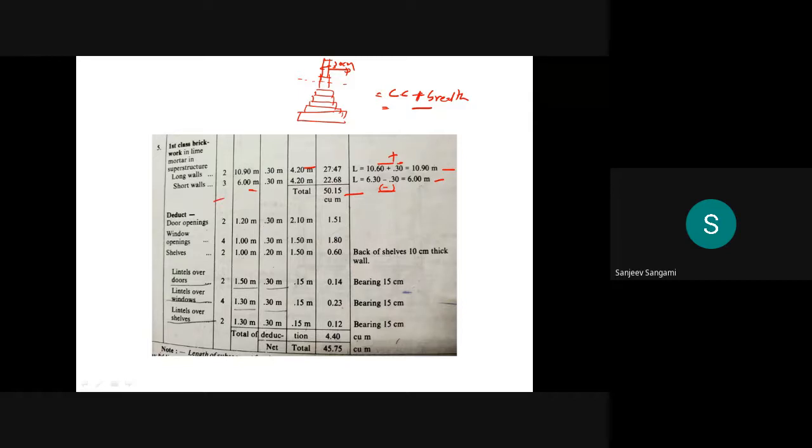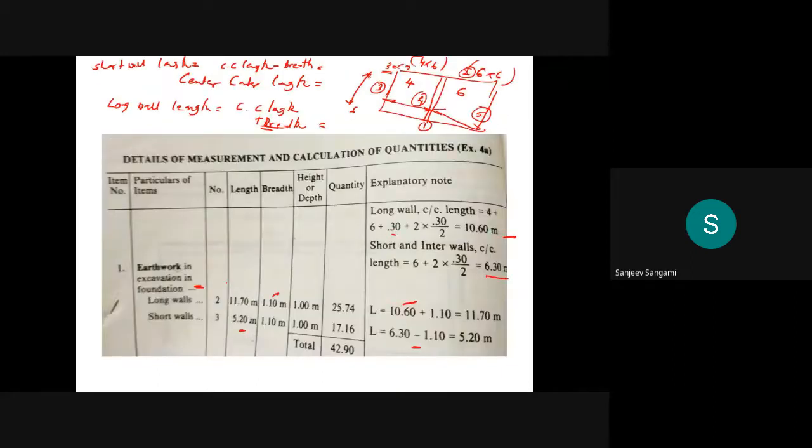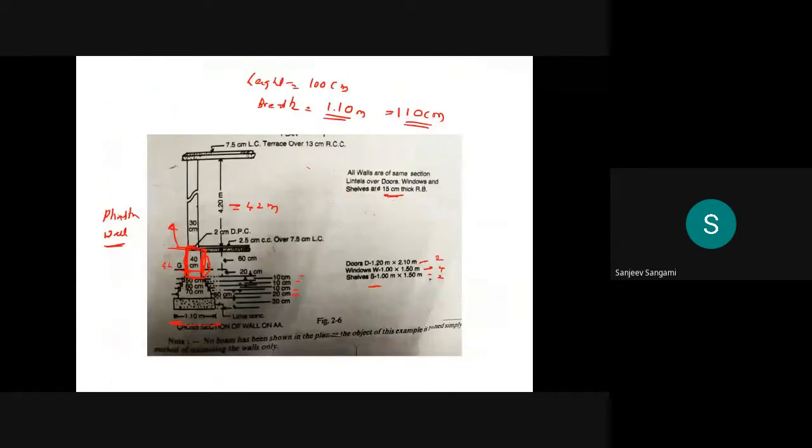And always you have to deduct the door openings. So how many doors are there? I already said that. How many openings are there? How many shelves are there? Just check the plan. How many doors? We already calculated that. So doors will be 2, then windows will be 4, and shelves will be 2.